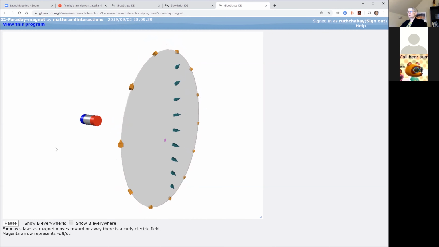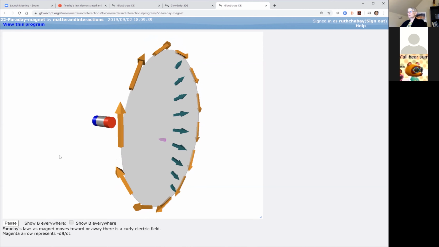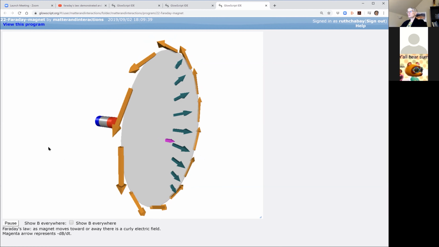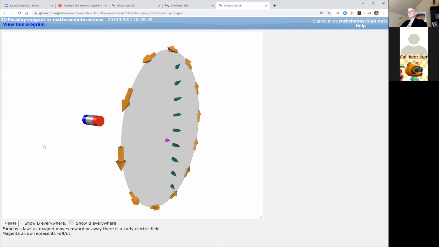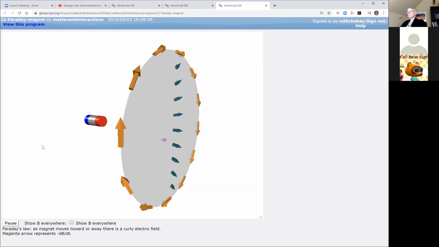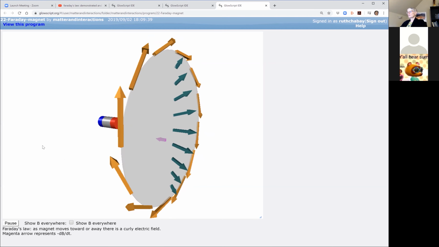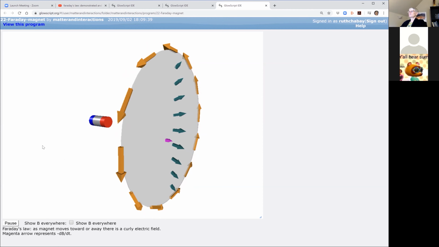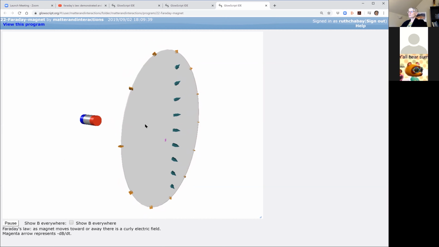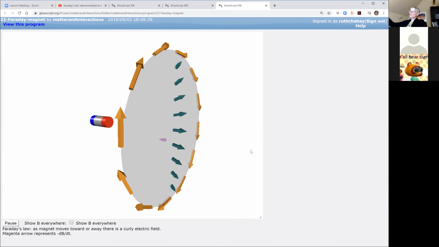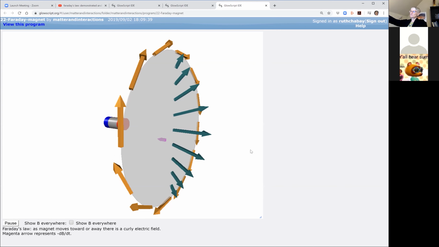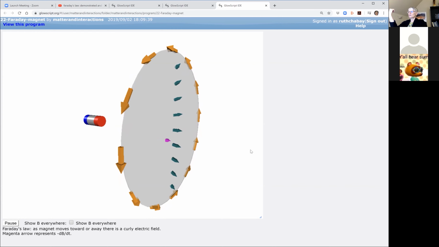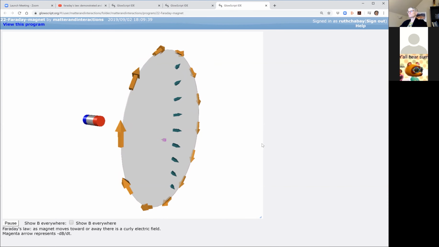The little magenta arrow represents a vector, minus dB/dt, and we'll talk about how to calculate that. It's the negative of the rate of change of the magnetic field across this surface. And you'll see that if you take your right hand and point your thumb in the direction of this magenta vector, your fingers curl around in the direction of the electric field, which curls around in this curly pattern.